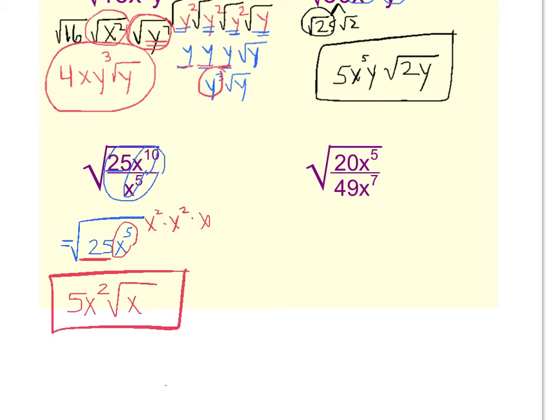Alright, last example. Again, try to reduce the inside if you can right here. First I'm looking at the numbers 20 over 49. Well, 20 over 49 does not reduce, so I'll just leave it as 20 over 49. Now I'm going to look at the x's. x to the 5th over x to the 7th.